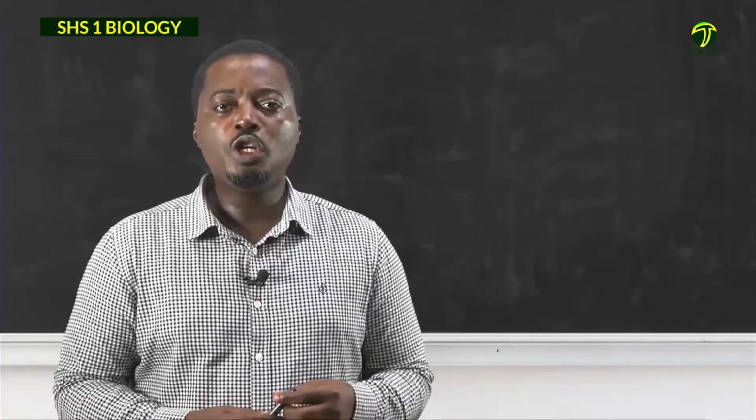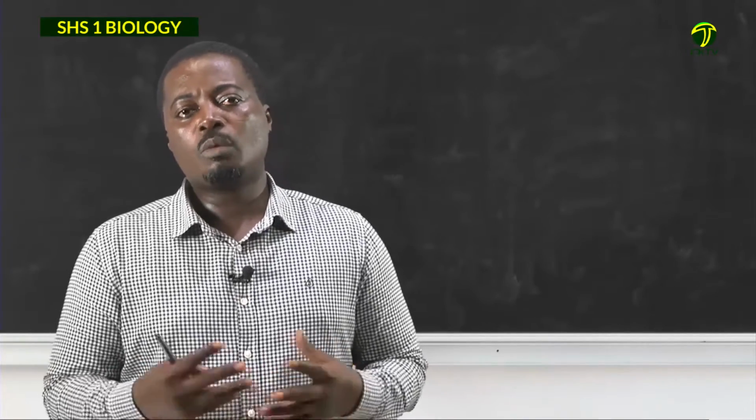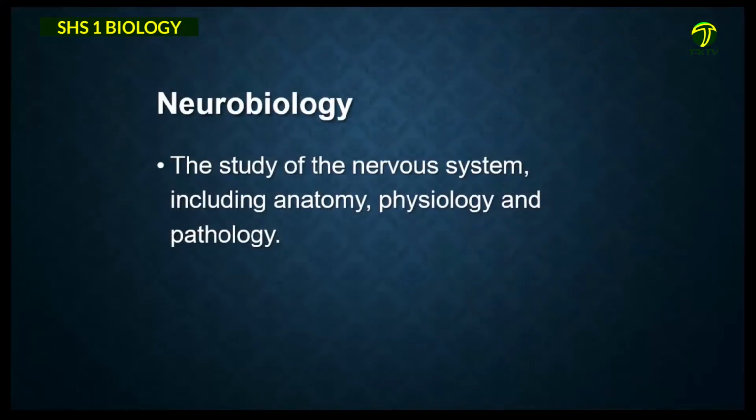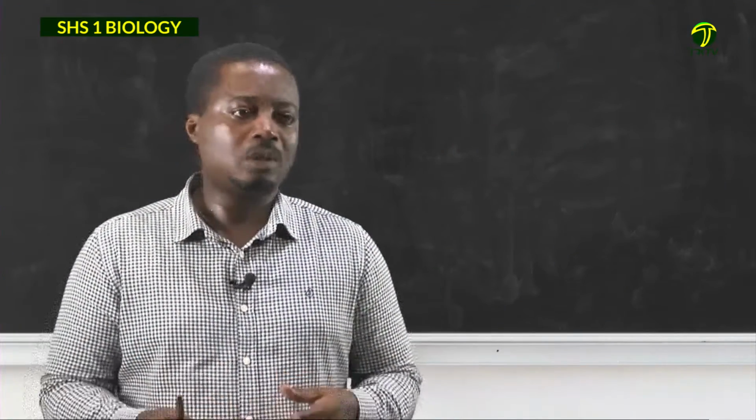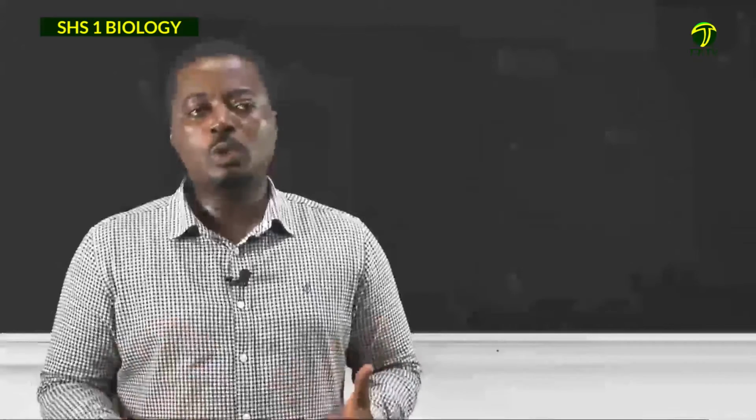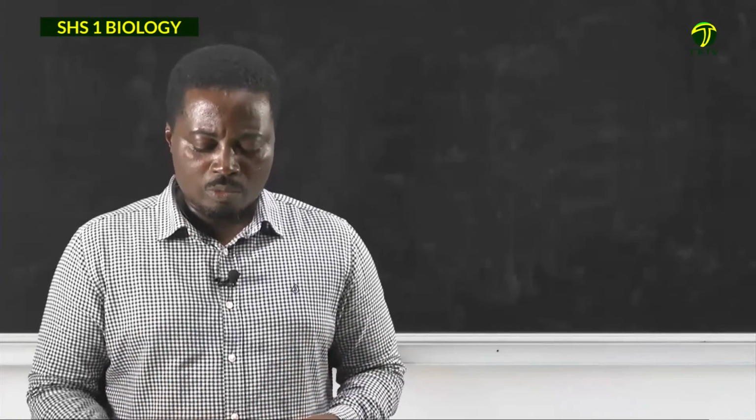Then we have neurobiology. Neurobiology is the study of the nervous system, including the anatomy, physiology, and pathology. The nervous system refers to your brain and your spinal cord. When you concentrate on studying your brain parts and the spinal cord, how they function and coordinate and control the activities of your body, by studying its anatomy, physiology and pathology, you are doing neurobiology. This is also a branch of biology.